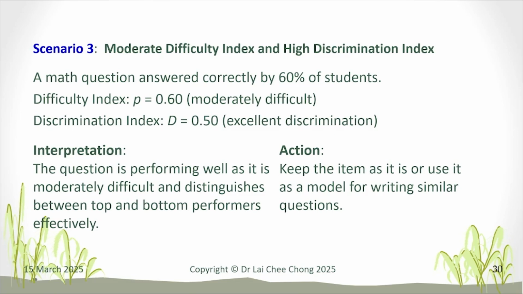So in that case, this question is performing well as it is moderately difficult and able to distinguish between the top and the bottom groups effectively. So keep these good items, don't throw them away, or use them as a model for writing similar questions. Oh, it's a good one. I keep it, but I want to change it for another year. I change the context, anything, but something similar for the next year's students. So that's how you collect all the good items. You see that? So that's one way of doing it.